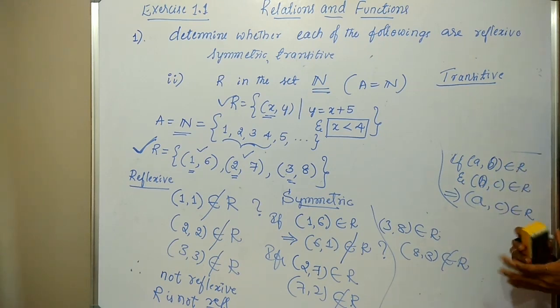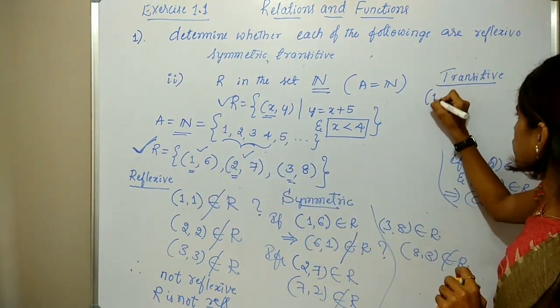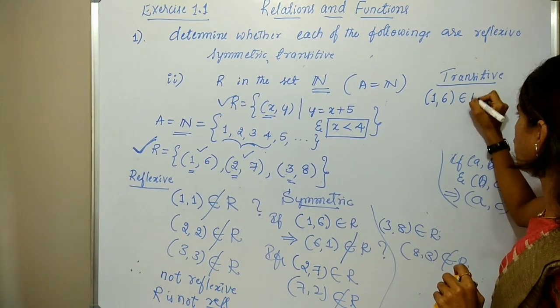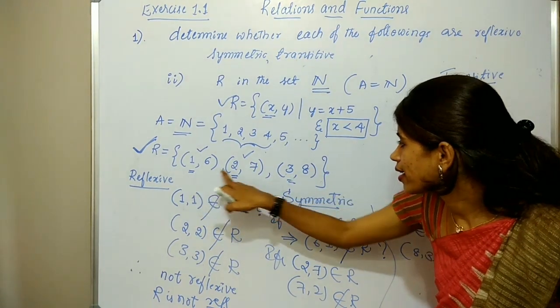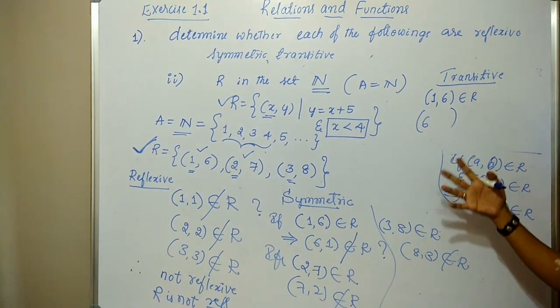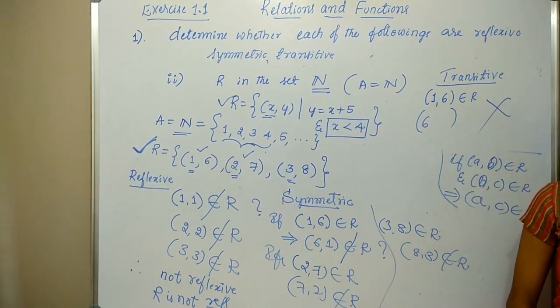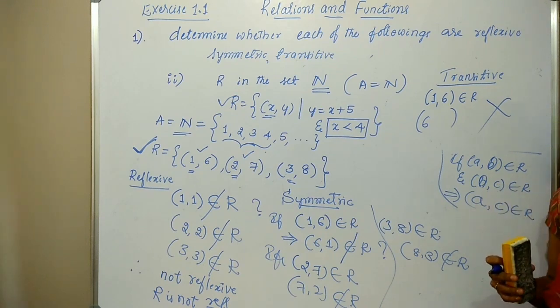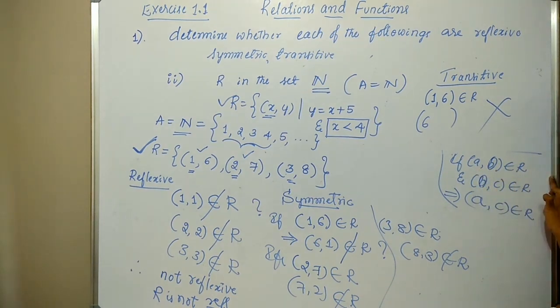So here I am taking 1, 6 belongs to R. We start with 6. Is there any element starting with 6? No, we don't have such pairs. So therefore it is not transitive. We conclude that there is no such pair such that AB belongs to R and BC belongs to R implies AC belongs to R. So therefore it is not transitive.